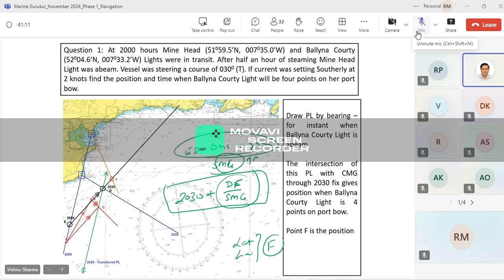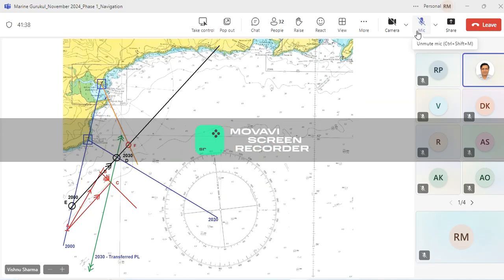Transferring of PL, and then all playing with the same concept that we learned over the last 3 days, and some of them we applied yesterday. Transit bearing, beam bearing PL, then 4-point PL, all that is now repeating. And now if you're not able to apply, then there are some concerns which you'll have to address. So shall I assume that every one of you can now plot this question?